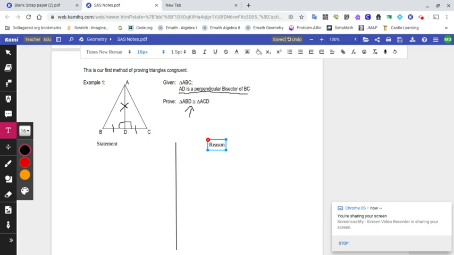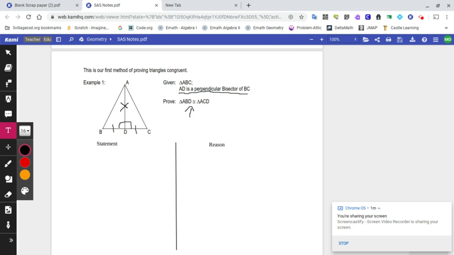Okay, statement and reason. The first thing we're always going to do in a proof, the first statement you should always make, should be a given. In this case, we really only have one given: AD is a perpendicular bisector. That's the only given. There'll be proofs where we may have 5 or 6 givens, and you'll have to start off with at least one of them.